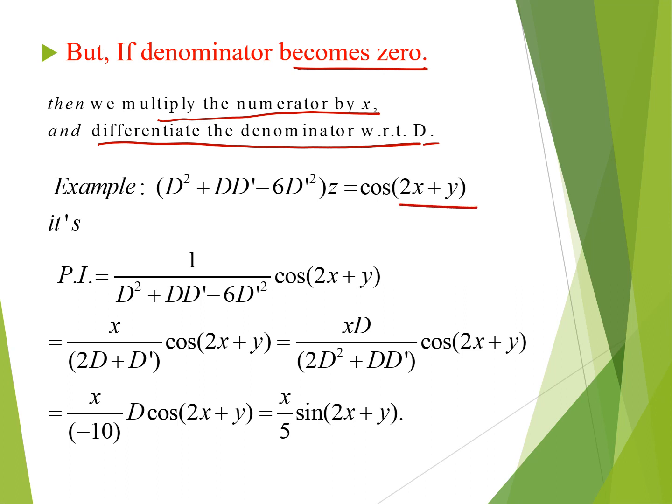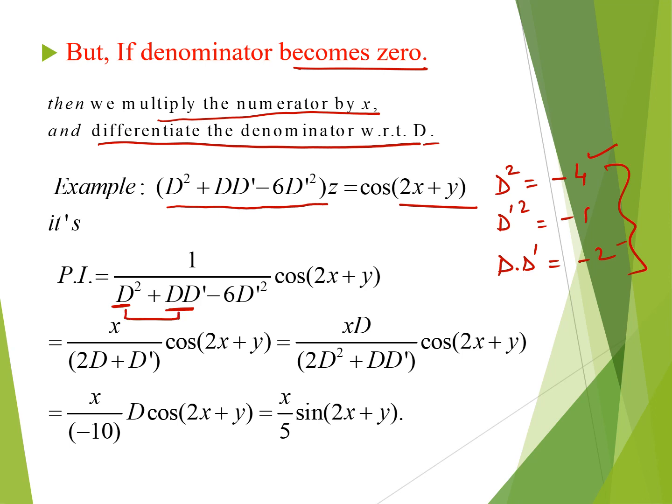Now consider the example. If it is D square plus D D dash minus 6 D dash square is equal to cos(2x plus y). That means D square is replaced by minus of 4, D dash square will be replaced by minus 1, and D into D dash will be replaced by minus 2. If we replace with these values over here, we get minus 4 and minus 1, that will be minus 5, minus 4 and minus 2, it is minus 6, the value is minus 6, and we substitute the value of D dash square as minus 1, it will be plus 6, so the denominator is 0. So we multiply with x and differentiate this denominator with respect to D.